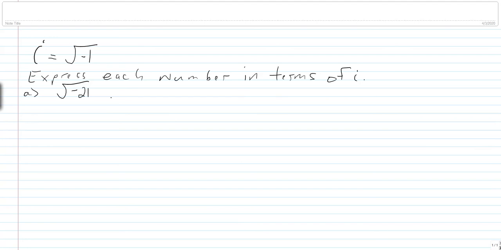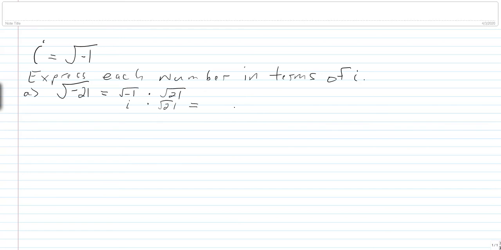So this is the square root of -21. Ordinarily, we wouldn't have a real number solution for it, but using the complex number system, we can write this as the square root of -1 times the square root of 21. And since the square root of -1 is equal to i, this is equal to i times the square root of 21.